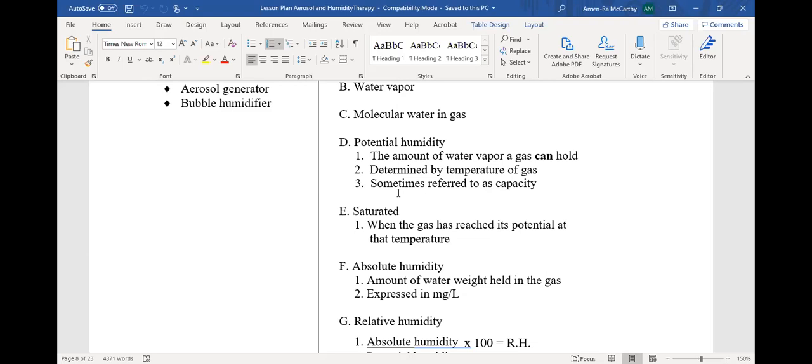Sometimes the potential is also referred to as capacity. The capacity of the gas is also known as potential. So potential humidity or capacity of the gas is the same thing. It's the amount of water vapor a gas can hold. That's its potential. Now, when the gas has reached its full potential, then it's considered to be saturated. It's saturated with water vapor. Okay? When a gas has reached its potential at a certain temperature, then it's considered to be saturated.